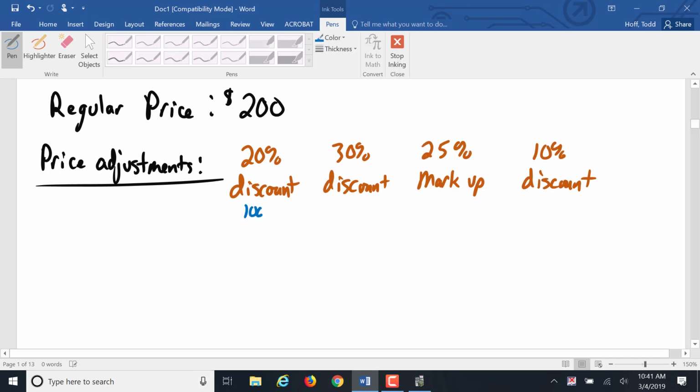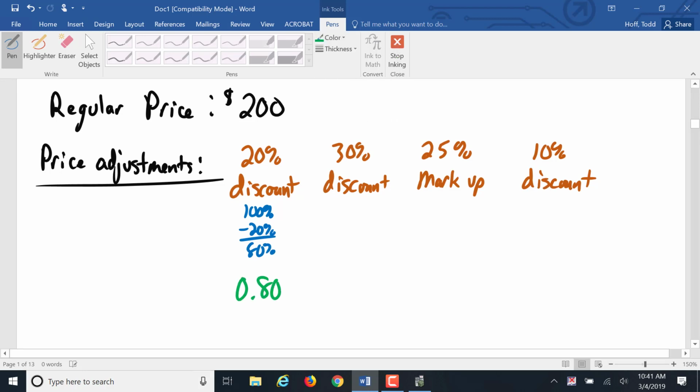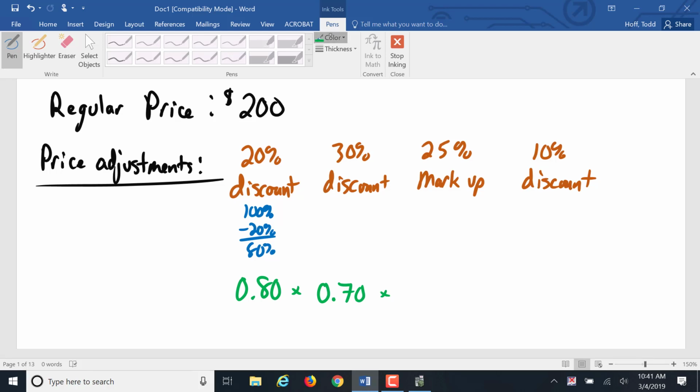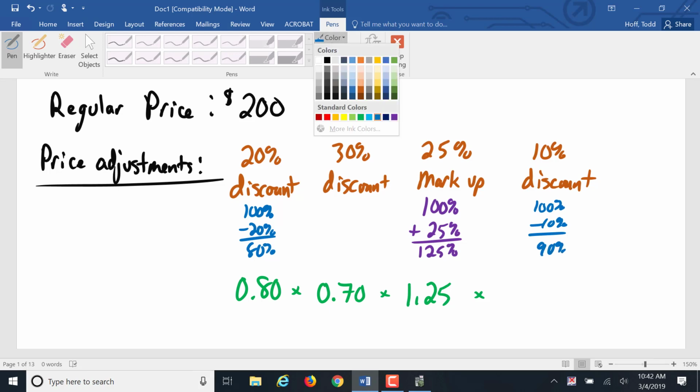So for the 20% discount, that's going to be 100 minus 20%, which is 80%. So we're going to use 0.80 for that. Same for 30%. 100 minus 30 would be 70%. That's 0.7. Now this one here is a markup, a 25% markup. So it's 100% plus 25%, which is 125%. As a decimal or a rate, that's 1.25. Then the 10% discount, we're back to 100% minus 10% is 90%, so that is 0.9.